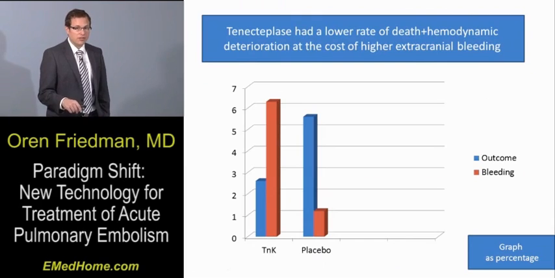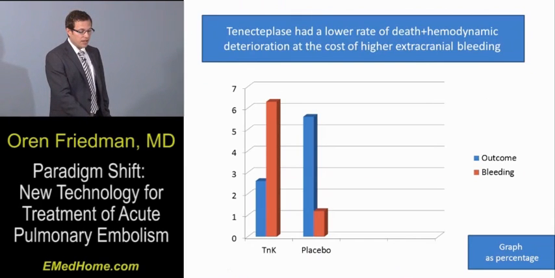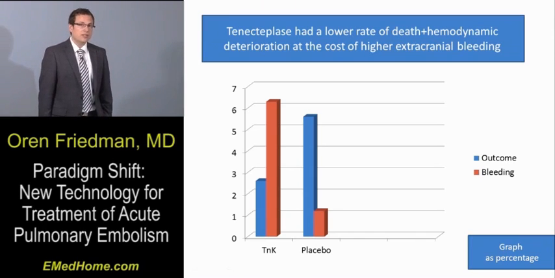Here's some of the data in graphical form. You can see that the patients who got upfront tenecteplase definitely had a better clinical outcome, as you see in blue. However, again, that came at a cost of increase in bleeding. And it turns out that there were 10 hemorrhagic strokes in the tenecteplase group.